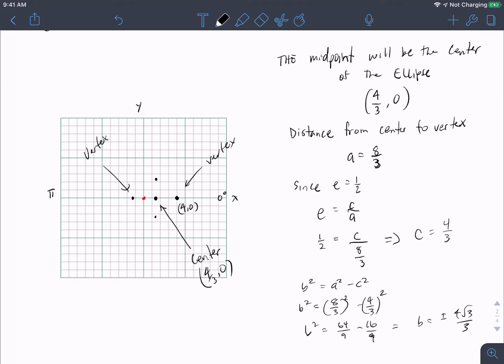And so our ellipse is going to look like this. With this distance here being 4 radical 3 over 3, the distance from the center to a vertex of 8 over 3, and the distance from the center to the focus being 4 over 3. This is how we'll graph these, and just like the math said, this is an ellipse.